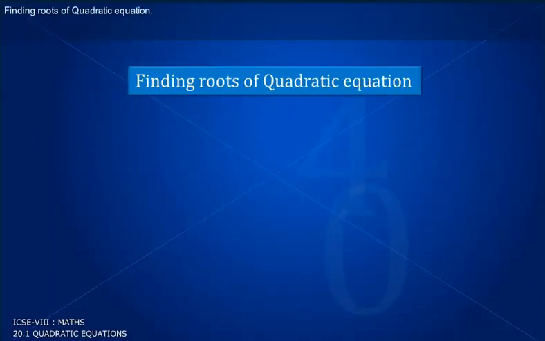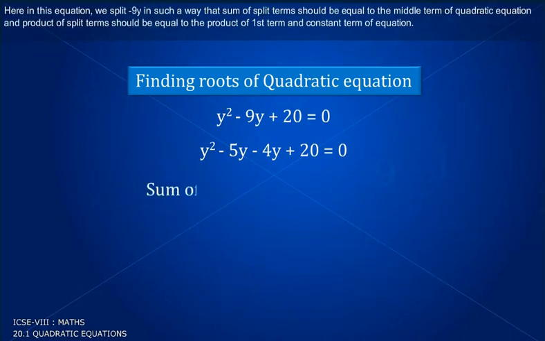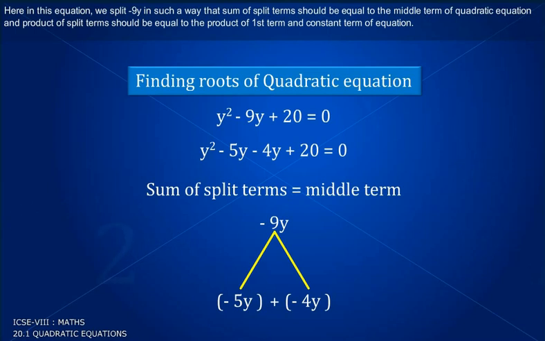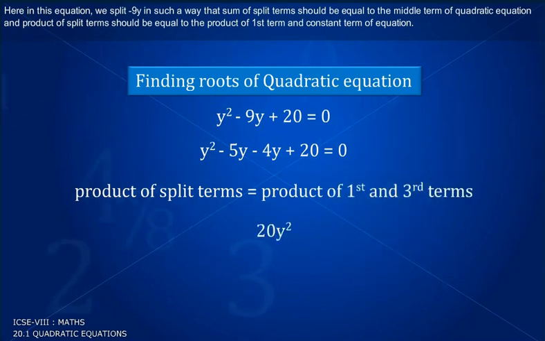Finding roots of quadratic equation. Let us use the knowledge of splitting the middle term for finding the roots of a quadratic equation. Let us see how. Here in this equation, we split minus 9y in such a way that the sum of the split terms should be equal to the middle term of the quadratic equation, and the product of the split terms should be equal to the product of the first term and the constant term of the equation.